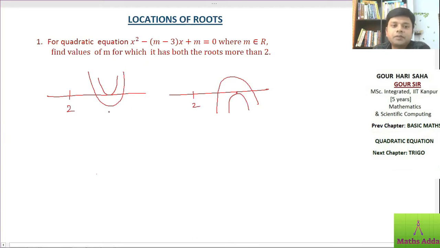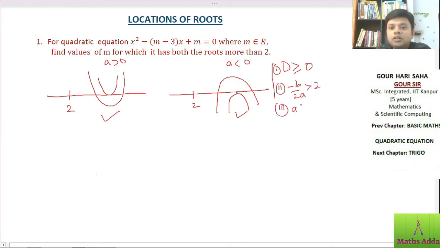Right? The graph will be either like this one or like this one. Here it is a greater than 0, here it is a less than 0. Correct? So what will be the conditions here? The conditions will be: D greater than or equal to 0 first. Second, what about the vertex? That is minus b by 2a, that is greater than 2. And what about a into f(k)? That will be positive here.